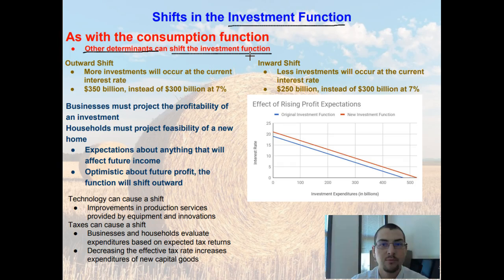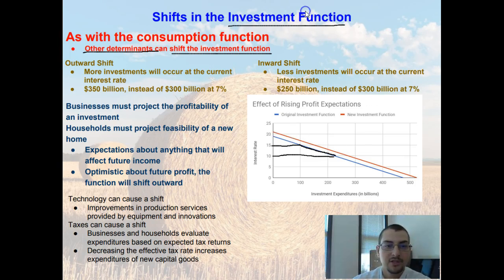A movement is when we move along the investment function, or along a function. A movement might be caused by a change in the interest rate. What if the interest rate falls from 15% down to, let's say, 10%? If it fell, we see that the level of investment moves along the investment function, but it doesn't create a brand new line. Whereas a shift is often caused by these other determinants, and it creates a brand new line, a brand new relationship.